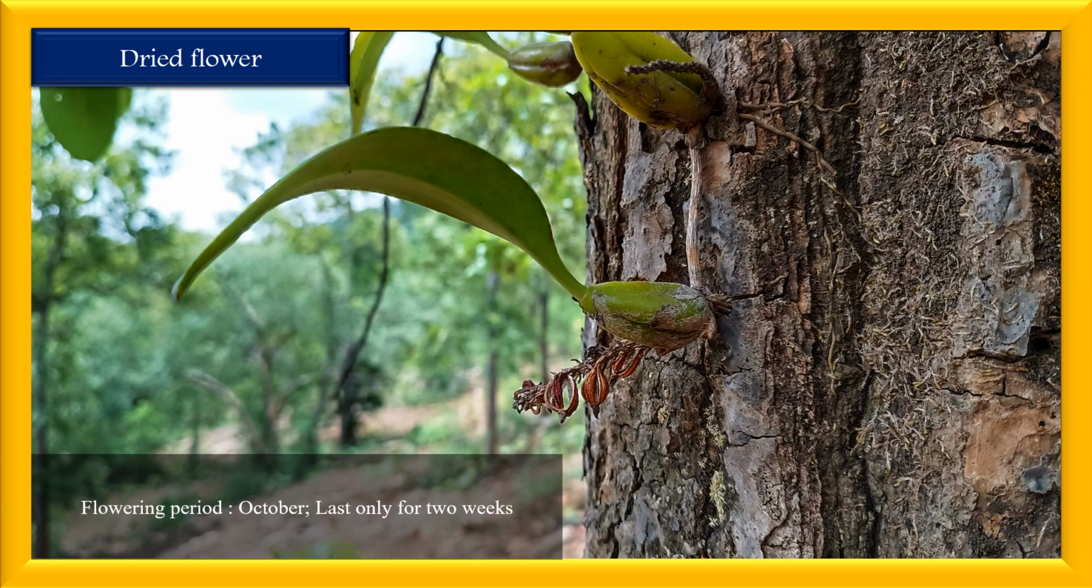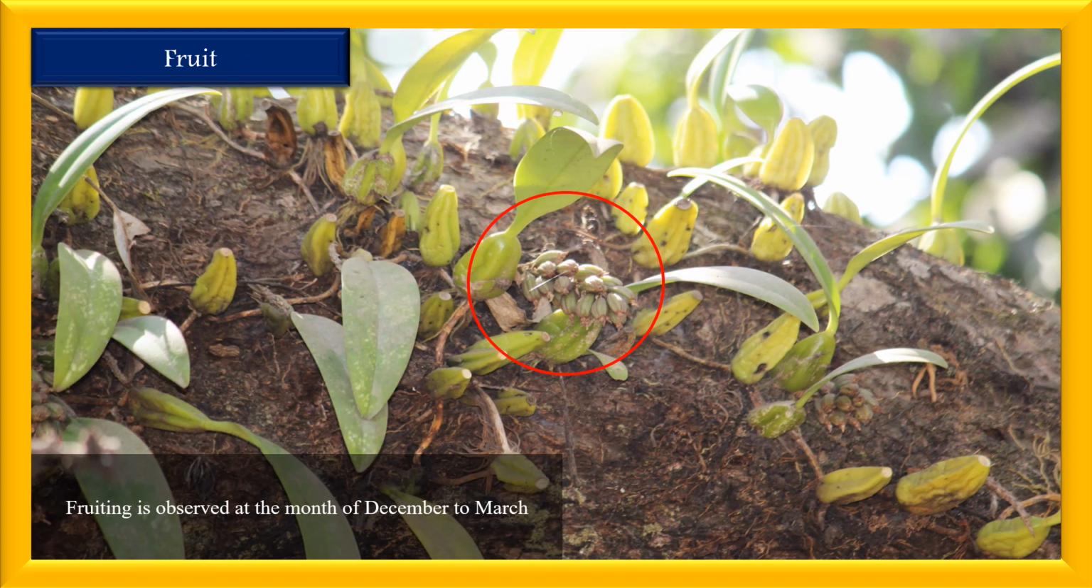Here you can see the dried part of the flower structure. The flowering period is mainly October. In Odisha we have observed the flowering period only in October, and it lasts for only 2 weeks or up to 3 weeks. Apart from those 3 weeks, we will not see any flower. It will dry up. Here you can see the fruit part. The fruit period is mainly observed from December to March.